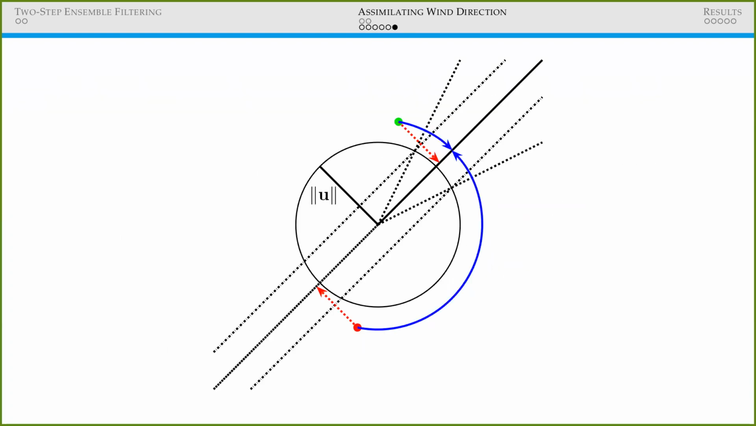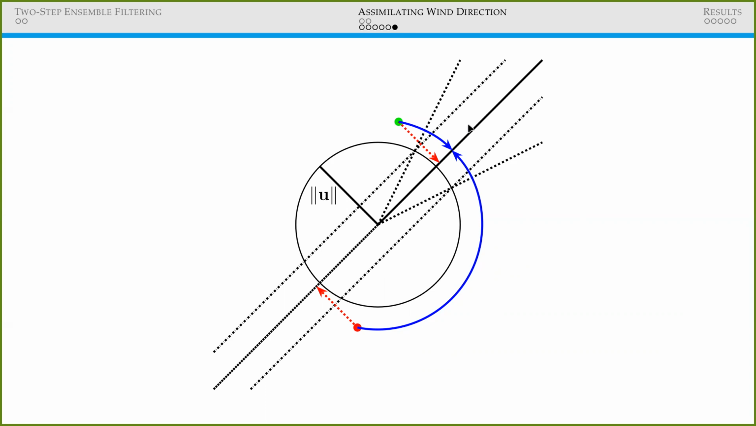This schematic illustrates the two methods. I start with two wind vectors, the green and the red dots. The center of the figure is the origin. So the green dot is pointing just east of north, and the red dot is pointing just west of south.